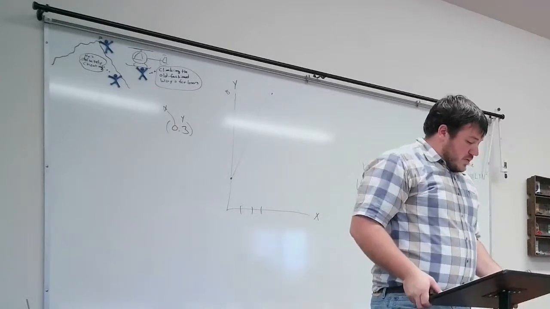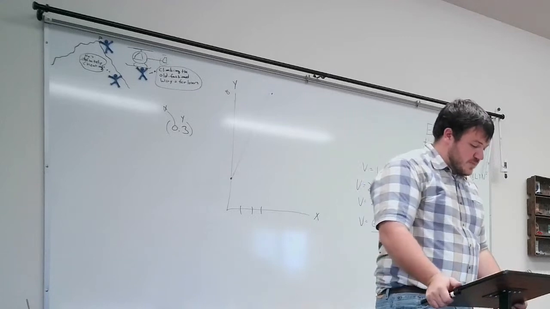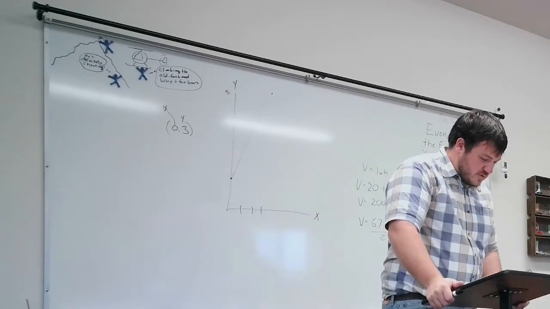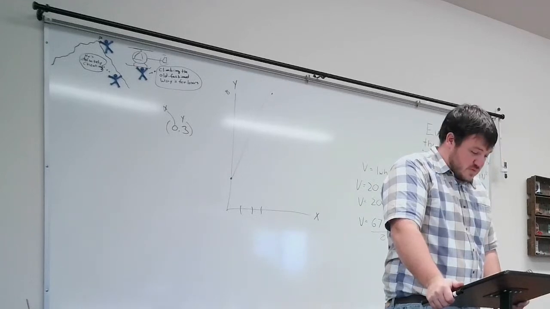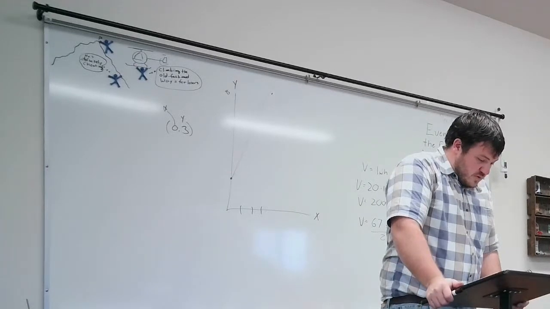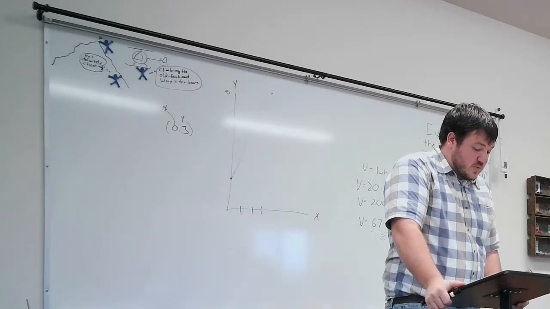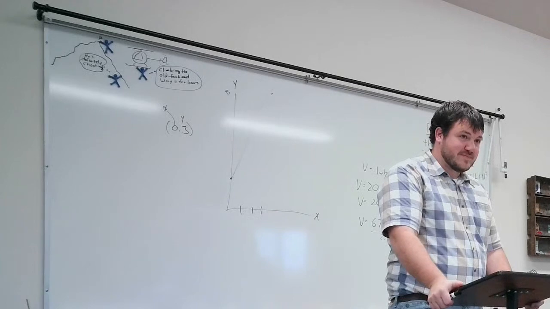All right. 5A is 10. B is 0. There's 5 zeros after the decimal, so 0.00001. And then C is 1,000.